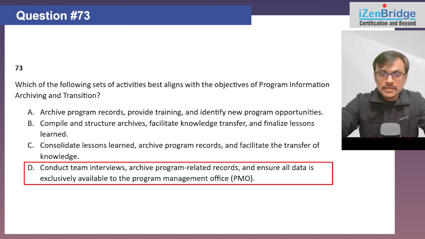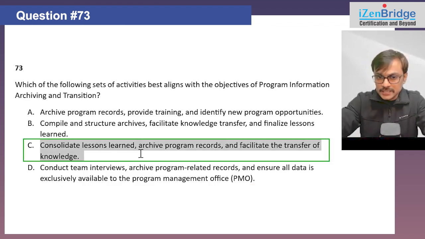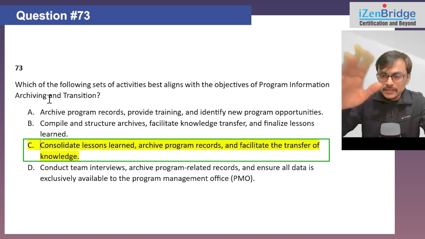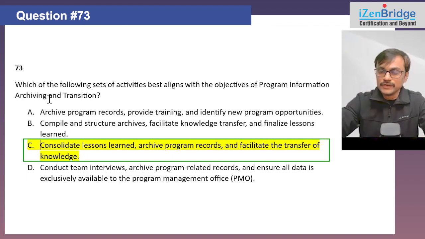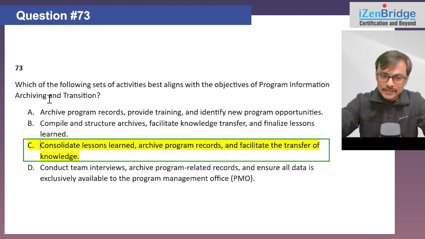And ensure all data is exclusively available to the program management office. Why only program management office? There could be other people as well. So even if I don't remember the activities or things done under the program information archival and transitioning, I can choose it based on my understanding of what we have to do when we are doing program closure as a part of program information archival and transitioning. So option C is the answer for this question.